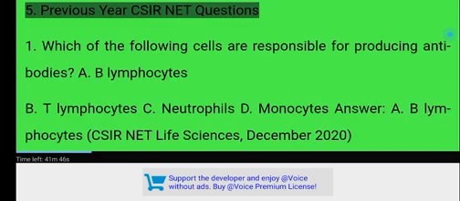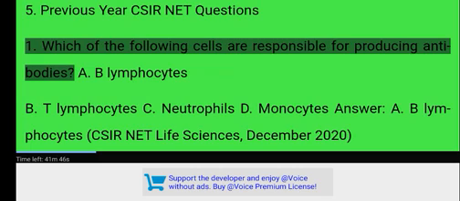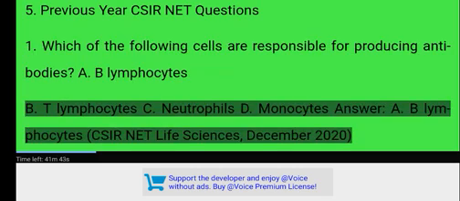5. Previous year CSIR NET questions. 1. Which of the following cells are responsible for producing antibodies? A. B lymphocytes. B. T lymphocytes. C. Neutrophils. D. Monocytes. Answer. A, B lymphocytes. CSIR NET Life Sciences December 2020.